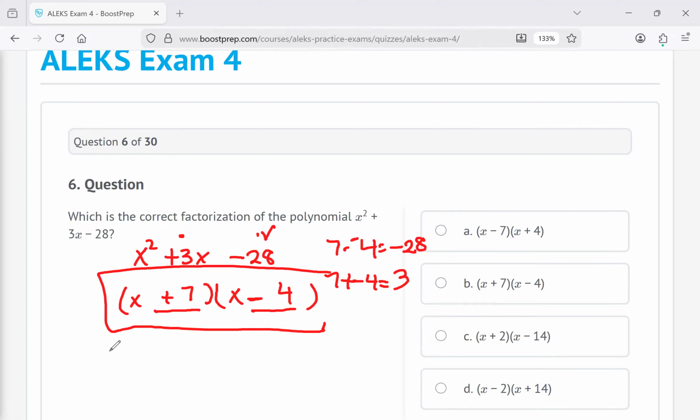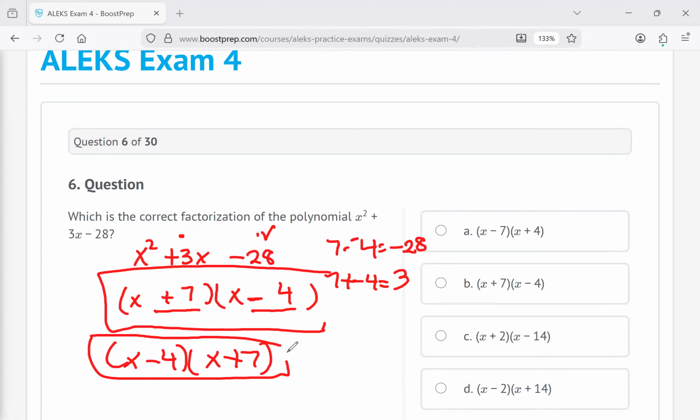You can rearrange this. You can also say x minus 4 times x plus 7, right? Either way, either answer works. So x plus 7, x minus 4. Yes.